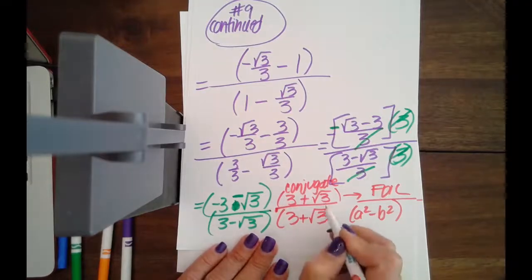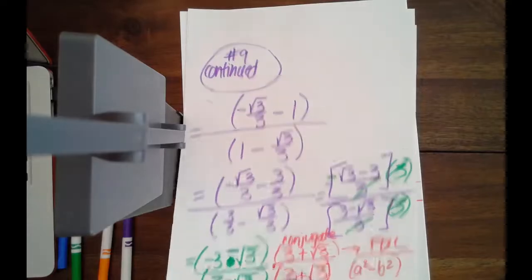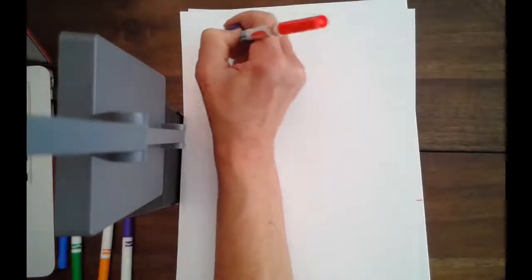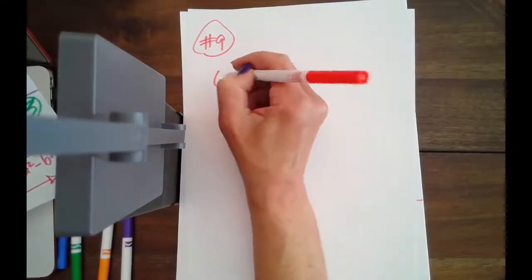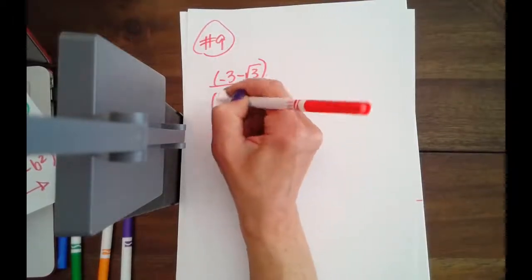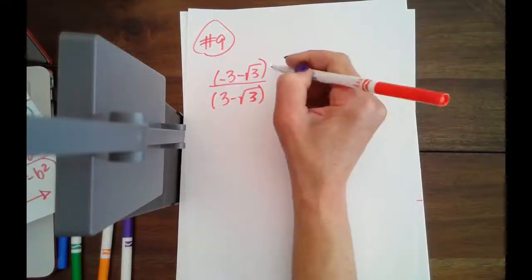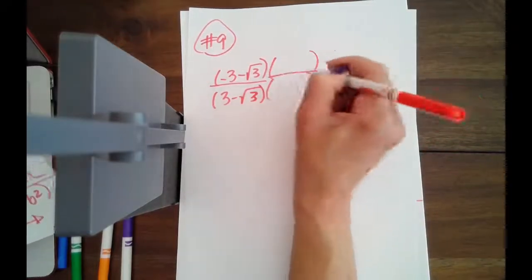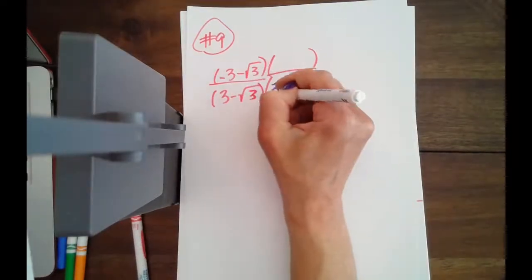So I'm going to go to the next page, and you know I write big, so I'm having to continue this over. Alright, so number 9. Still going at number 9. Okay, so let me rewrite where we were. Negative 3 minus radical 3 over 3 minus radical 3. And we're going to multiply that by the conjugate, right? And the conjugate we determined was, the conjugate to this is 3 plus radical 3.